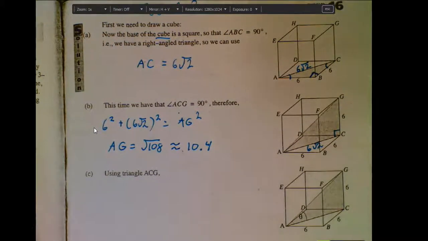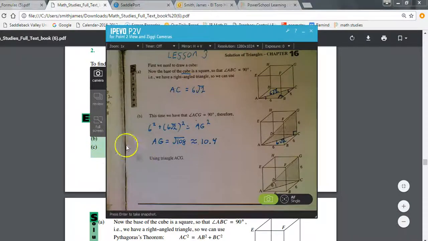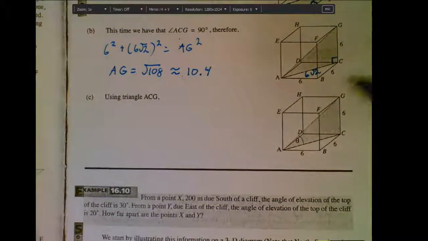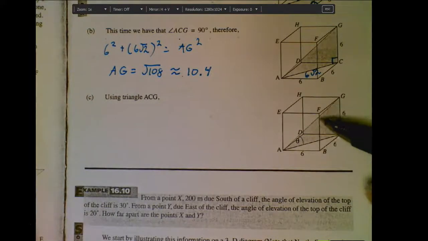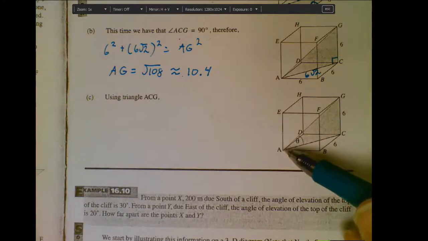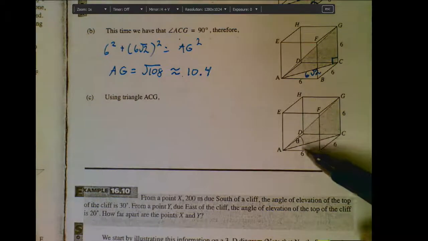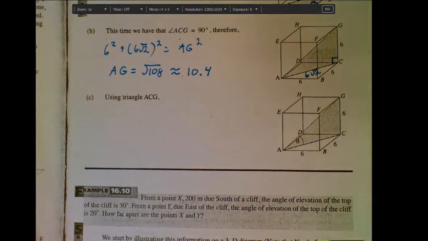So let's see what they're looking for in part C. It says, the angle that the diagonal AG makes with the base. If we see within our drawing, and they've already kind of identified this for us, they're now referencing an angle measure, the angle that AG forms with the base. They connected that extra line that it formed with the base, which is AC, and that's the one they're referring to. So we're looking at this angle right here.